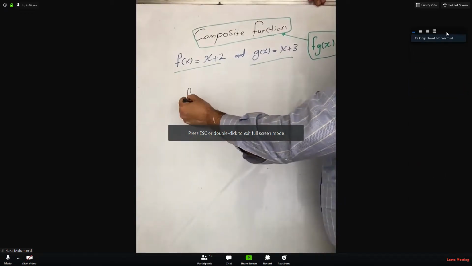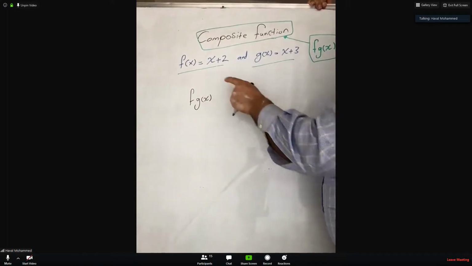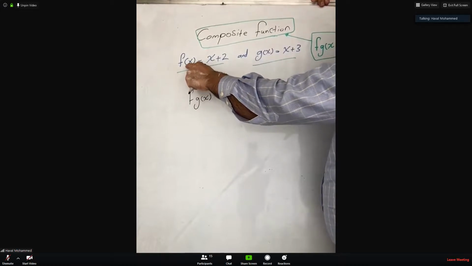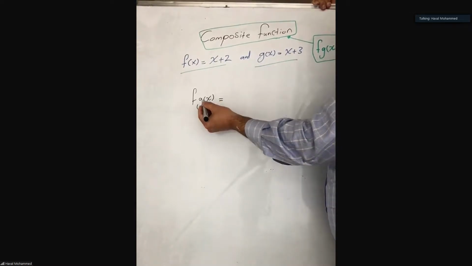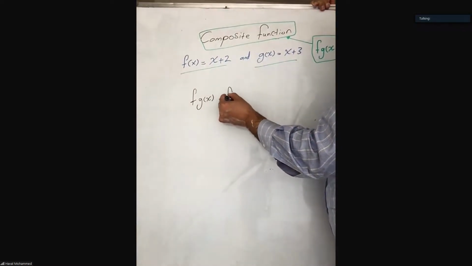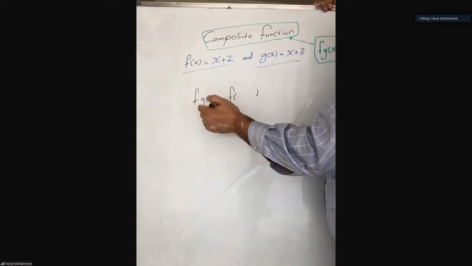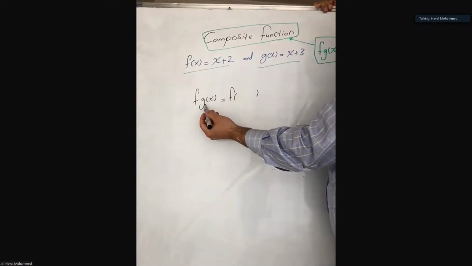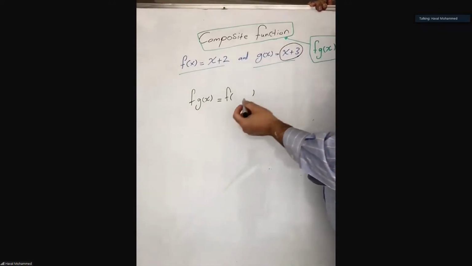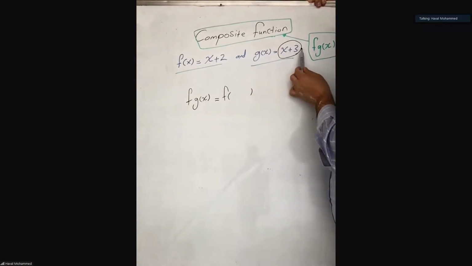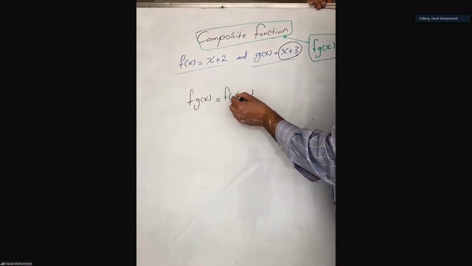You write f g x. If you remember, in the past we had f x. Now it's f g x. What you write? You write f and open a bracket. Instead of the x, replace it with g x. What was g x equal? g x equals x plus 3. Then that's why I'll write here x plus 3.